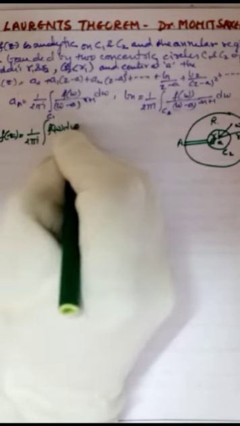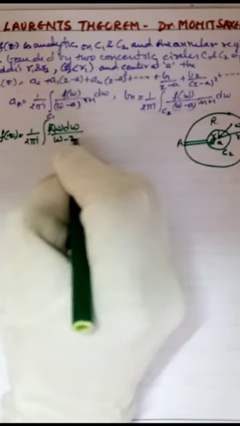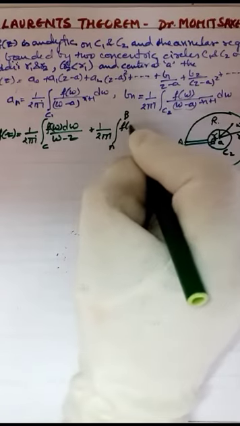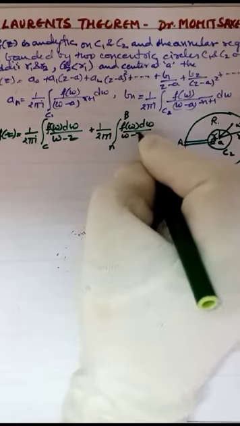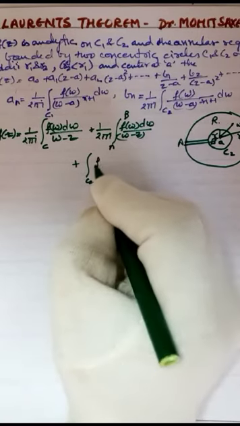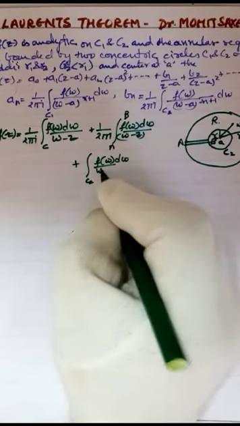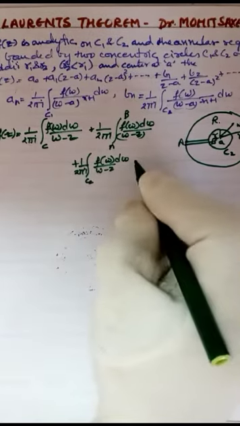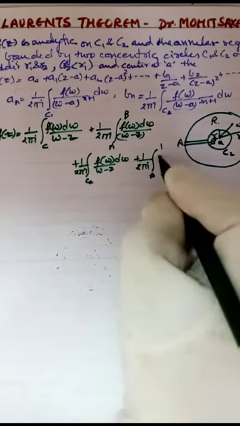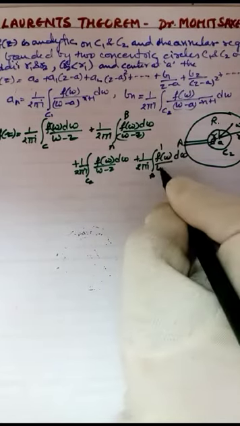f(z) is equal to 1 upon 2 pi i integral of f(w) dw upon (w minus z) over C1, plus 1 upon 2 pi i integral from the point A to B of f(w) dw upon (w minus z), plus integral over C2 of f(w) dw upon (w minus z), plus 1 upon 2 pi i integral from B to A of f(w) dw upon (w minus z).